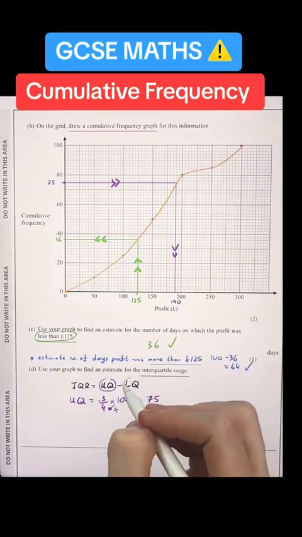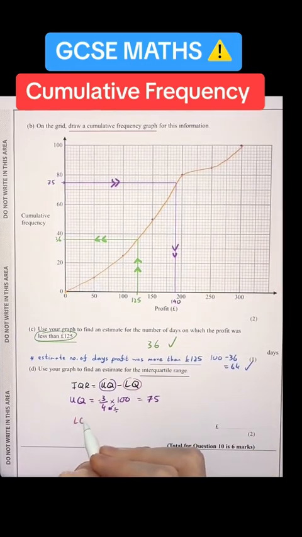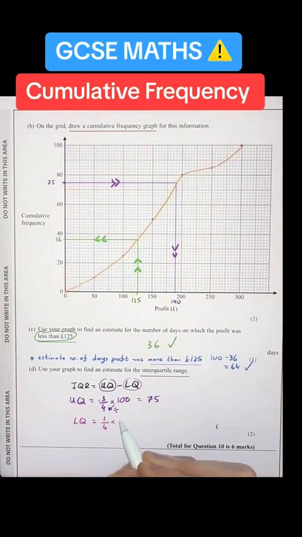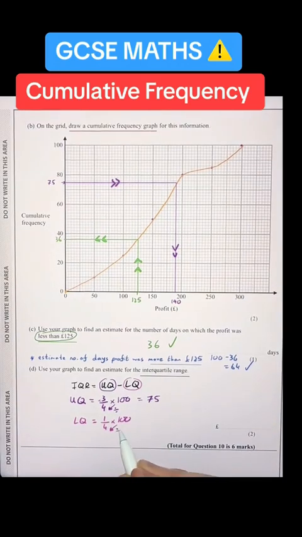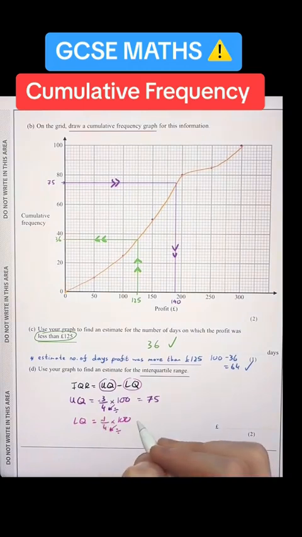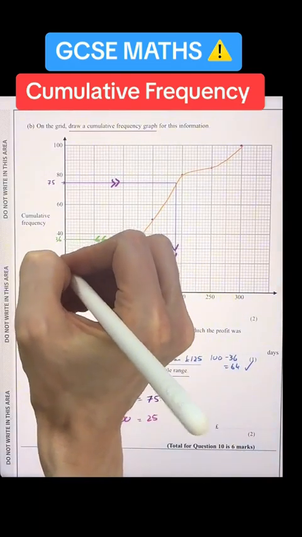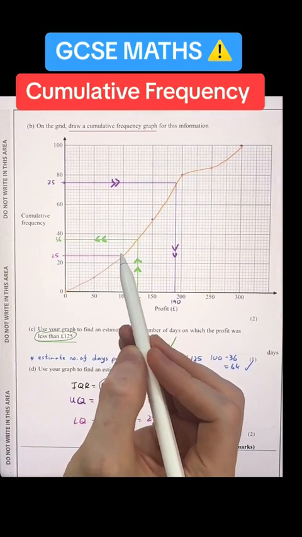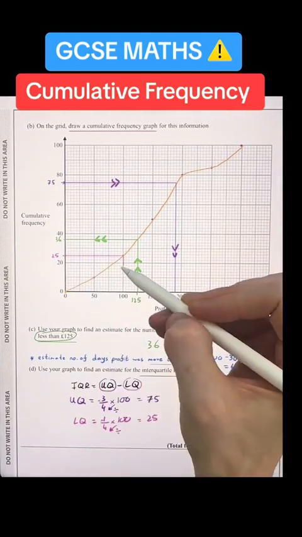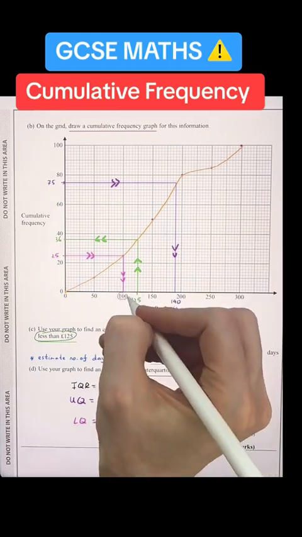Now to find my lower quartile, very similar. I know my lower quartile is 1/4 of the total. So in this case, 1/4 of the number of days, and there's 100 days, so 1/4 of 100. Again, a fraction amount, I always divide by the bottom and times by the top. 100 divided by 4 is 25, and 25 times 1 gives us 25. So locating 25 on my cumulative frequency axis, I then draw a horizontal line to meet my cumulative frequency graph, and then draw a line down, and that worked out to be 100.